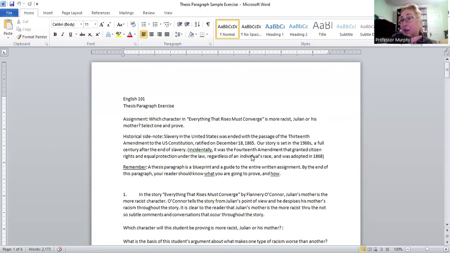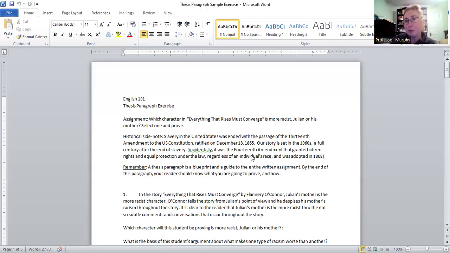And then my fourth paragraph, if you can be keeping track, that's my third body paragraph. This is where the comparison happens. Character A's racism is worse than character B's racism because, and that's that interpretive idea, because you're not just saying, oh, they're racist. You're making this interpretive idea of what makes one kind of racism worse, more harmful, more corrosive, more problematic than the other kind.